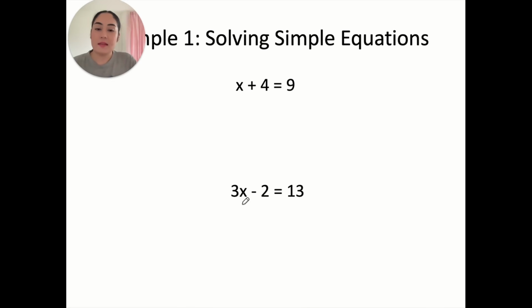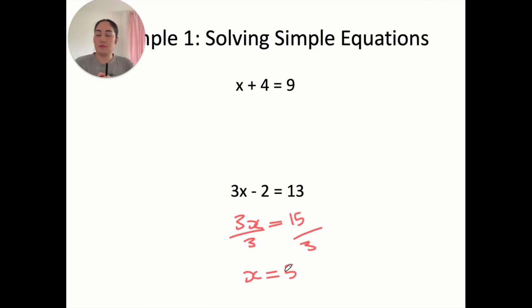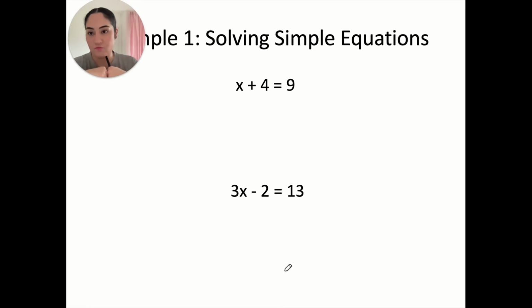Then the next thing is to get x by itself, we're going to divide both sides by 3. That leaves us with x is equal to 5. Does that make sense? Right? So whatever we do to one side of the equation, we always do it to the other. Notice how we follow the rules that we mentioned earlier on?